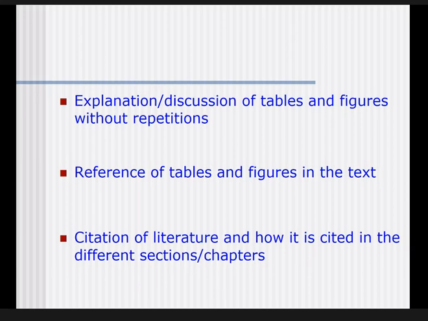But later, if the table is on page 5, you can always, even when you're on page 60, refer to that table on page 5, no problem. But in the first appearance, make sure that where you refer the reader to that table, the table comes immediately. Don't put it far ahead. The citation of literature and how it is cited in different sections and chapters, I think we talked about that.